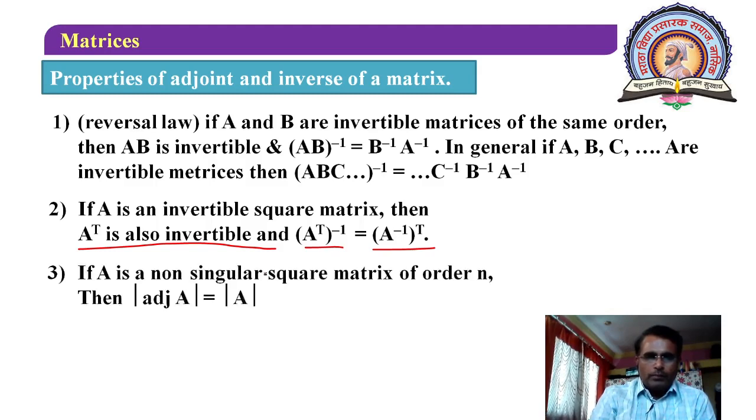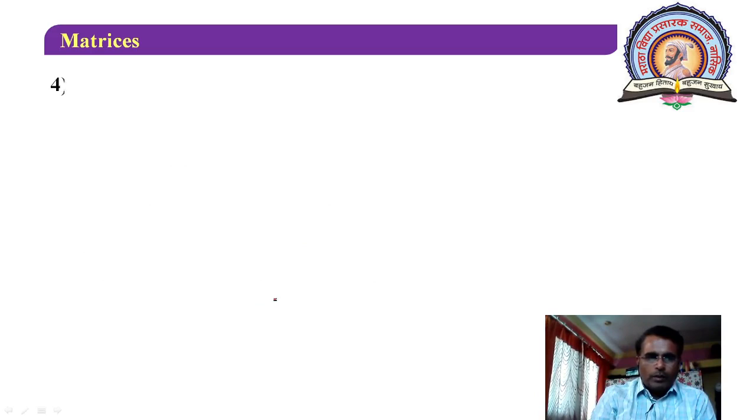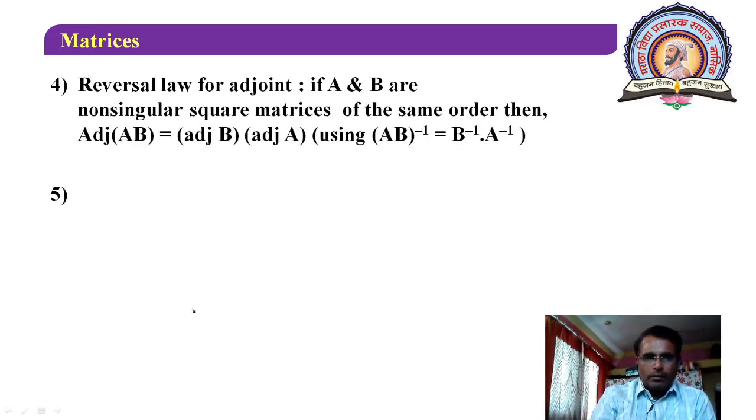Then third property, if A is a non-singular square matrix of order n, then determinant of adjoint is equal to determinant A raised to n minus 1. It means if A is a matrix of order 3 by 3, then you will observe that determinant A raised to 2 is nothing but determinant of its adjoint. This is actually the meaning of this statement. Determinant of adjoint is equal to determinant raised to n minus 1. Is it clear? Then fourth property is reversal law for adjoint.